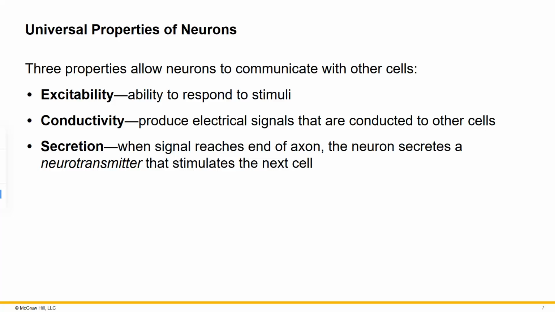So excitability: some type of stimulus happened and that neuron got excited. As soon as that initial neuron gets excited enough, it's going to reach a threshold point, and that's going to tip the scales and produce an electrical signal. And that electrical signal is going to travel down to the end of that neuron. Once it reaches the end, you're going to have secretion. When the signal reaches that end, it's going to release a neurotransmitter that's going to then stimulate the next cell.